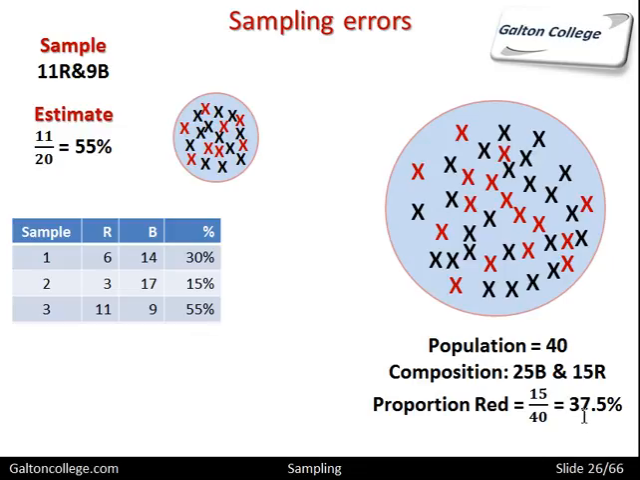Well, we know the true one is 37.5. So some of them are pretty far off. This one's 15, that's a long way off. This one here is 55, that's quite a bit off as well.